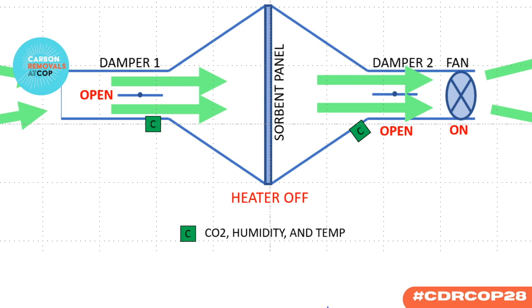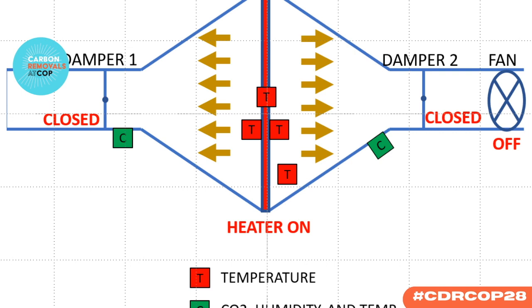I might. Let me see, but we can always describe. Yes, there we go. So in the other phase, you close the dampers off, shut off the fan, and you heat up the sorbent. And when it gets hot, it releases the carbon dioxide that has adsorbed. And in the simplest terms, that's the whole process.